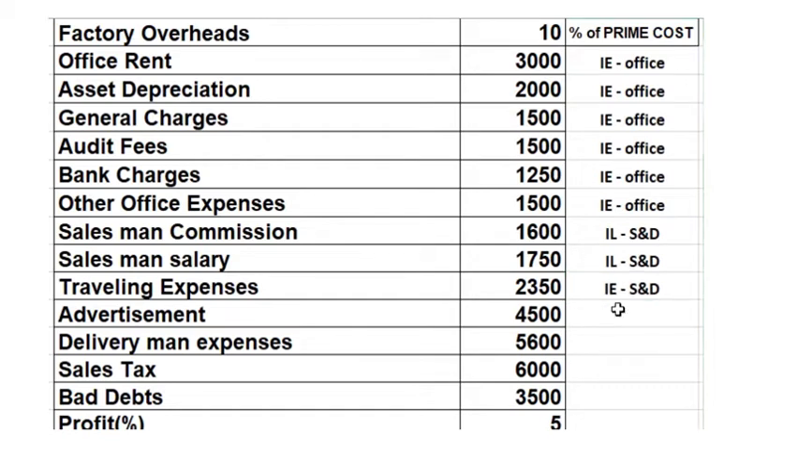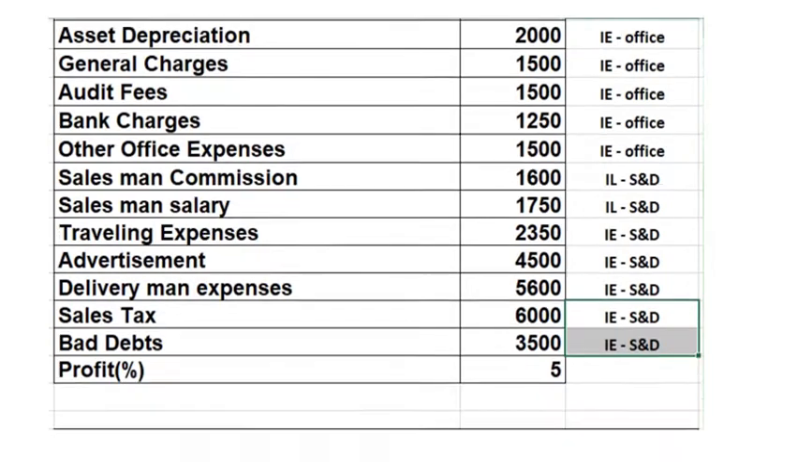So next is advertisement. Yes, it is an indirect expense related to selling and distribution. Next, delivery man expenses. It is given as expenses, not salary or commission. So it is an expense. Even though it is related to delivery man, it is an expense. So it is indirect expense, selling and distribution. Sales tax, again indirect expense in the selling and distribution, bad debts again in selling and distribution. So next they have given profit.